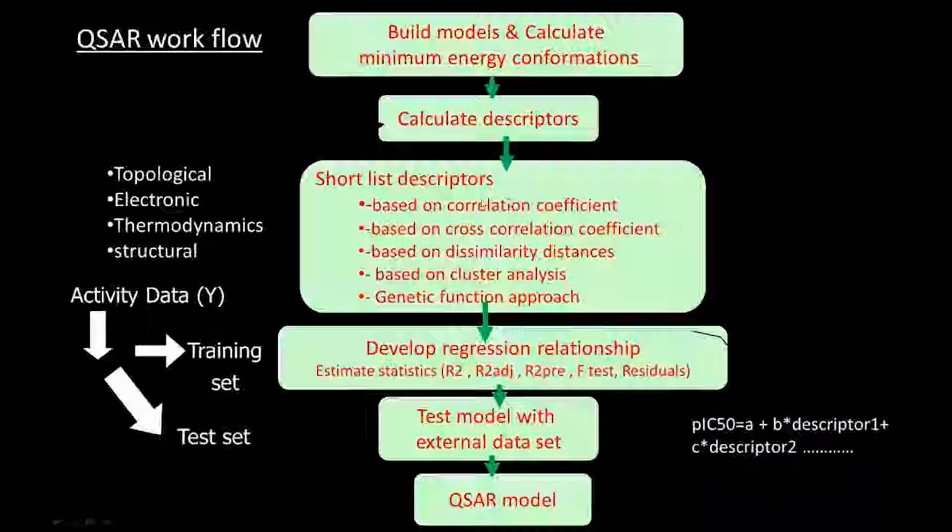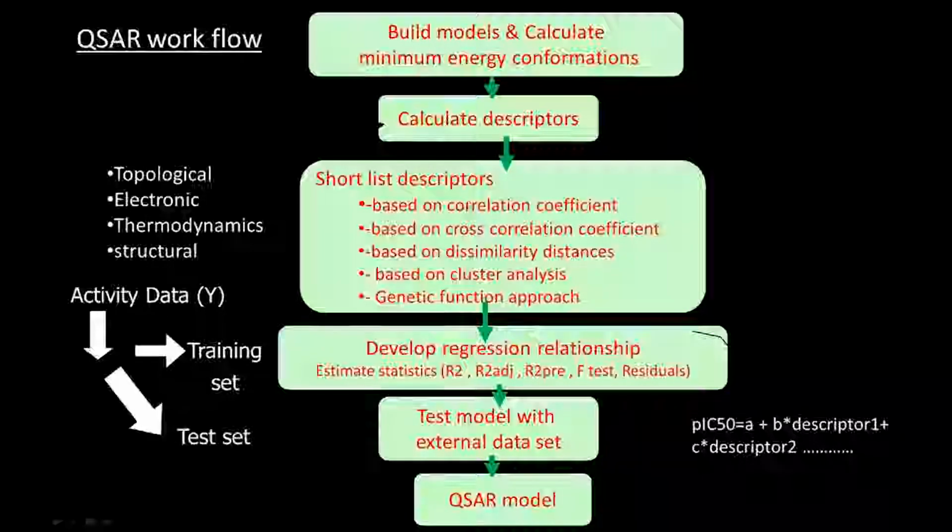Now you have a large number of descriptors, so you can shortlist descriptors based on the correlation coefficient between a particular descriptor and the activity. And please remember, if you have 5 data points, you can think of having only one descriptor model. So if you have 5 data points, you should not go beyond one descriptor model. If you have 10, then we can have 2 descriptors or 2 independent variables, that is x1 and x2.